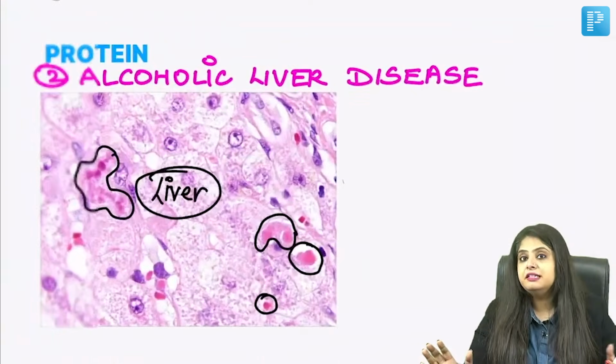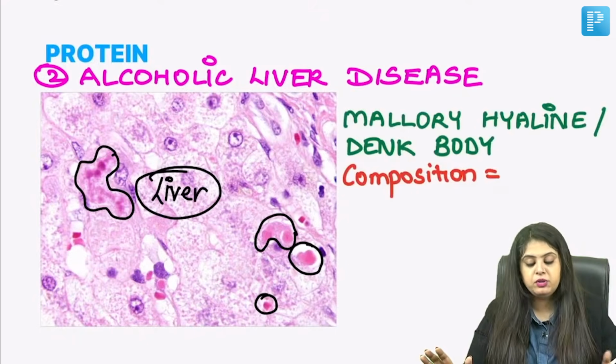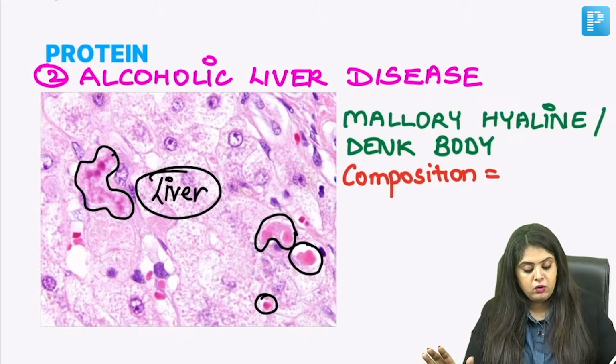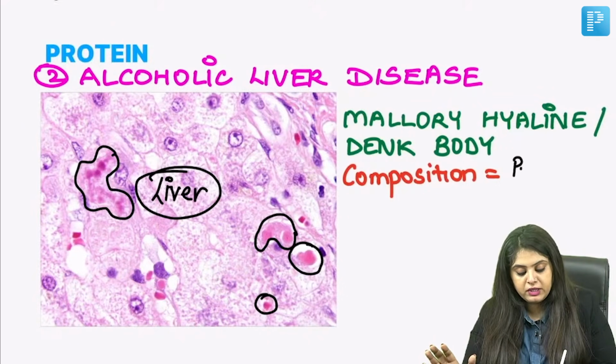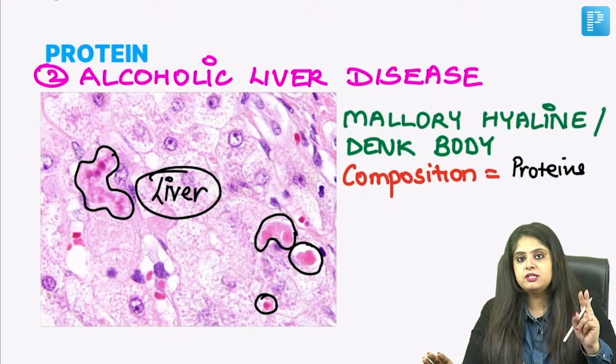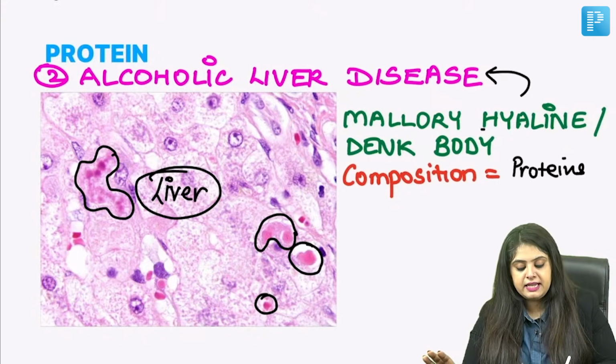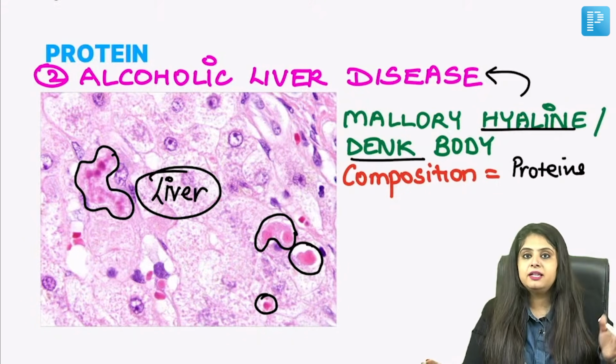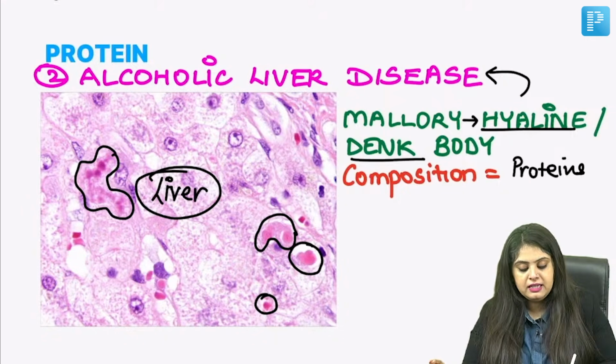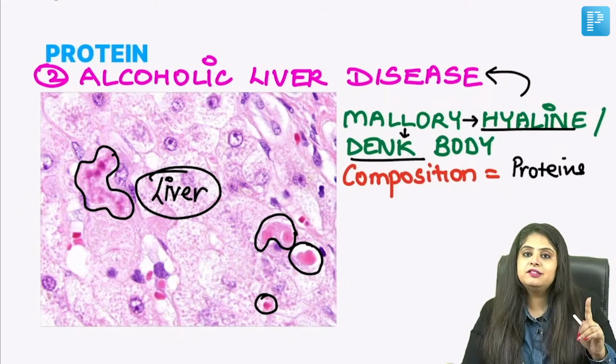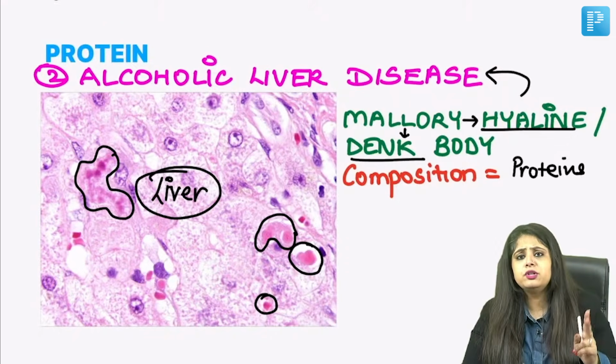So what are these? These are the proteins that are getting accumulated, and these proteins are called Mallory-Hyaline bodies. So what are they? They are proteins. इतने से नहीं चलेगा. Two questions आते हैं, Mallory-Hyaline या Mallory-Denk bodies. Some people call it Mallory-Hyaline bodies, some people call it Mallory-Denk bodies. Question 1, where is it seen? Alcoholic liver disease.